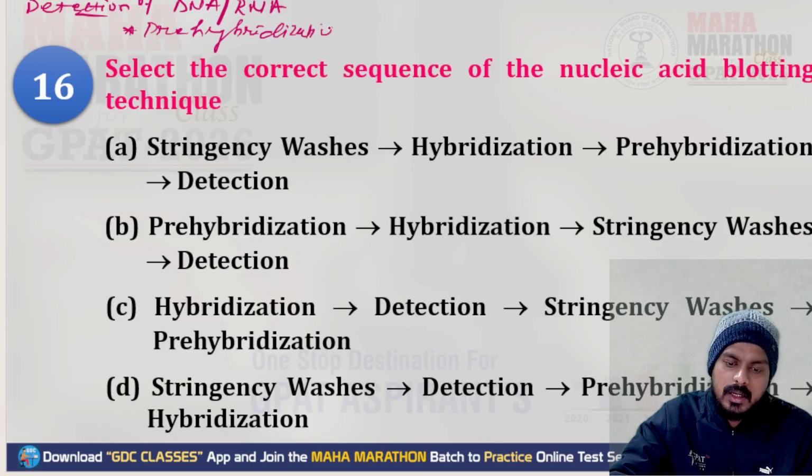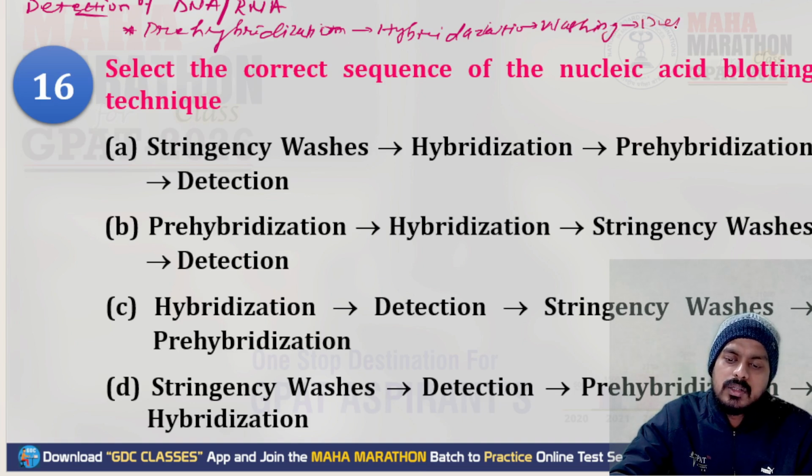Pre-hybridization means you treat the membrane to block it. We call it the blocking step, to prevent unnecessary binding. Then we do hybridization. Hybridization means you have to add the complementary probe. After hybridization, you have to do washing to remove unnecessary binding. After washing, you have to do detection.